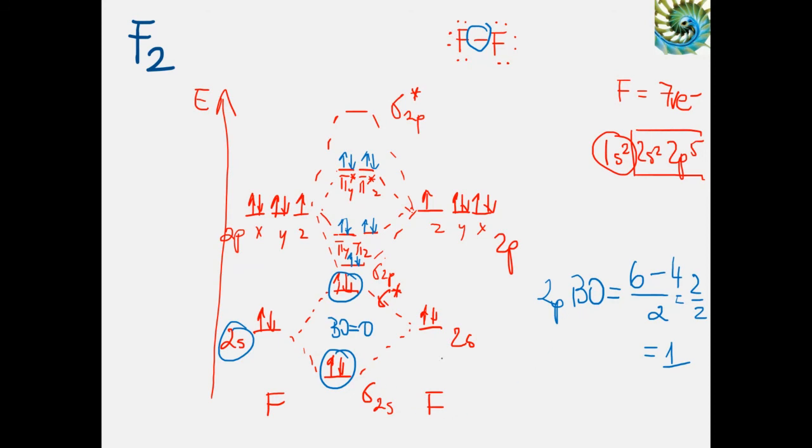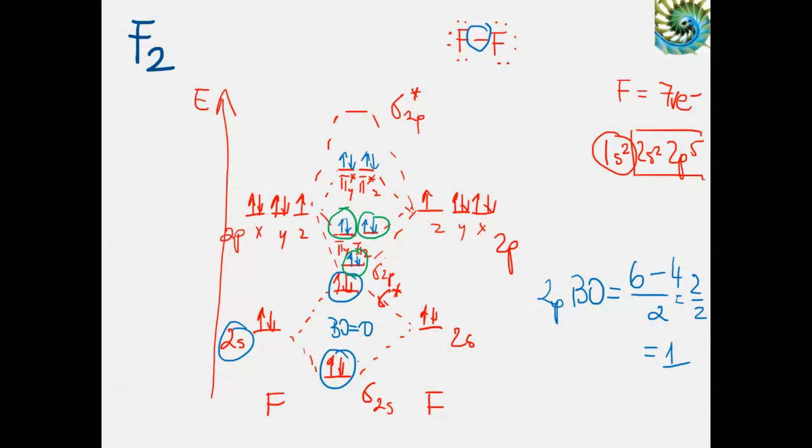No, because let me change the color here. I'm going to do in green only the bonding electrons here, okay? This one here, and this one here. Okay, these are 6 electrons that are on the bonding orbitals. These are on the sigma and pi bonding orbitals.